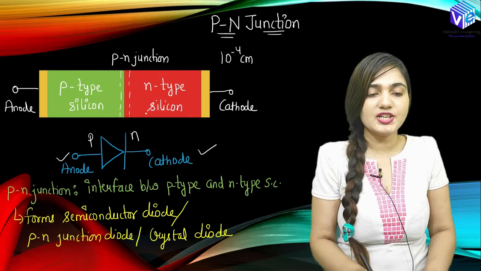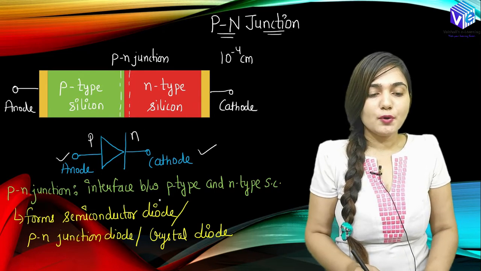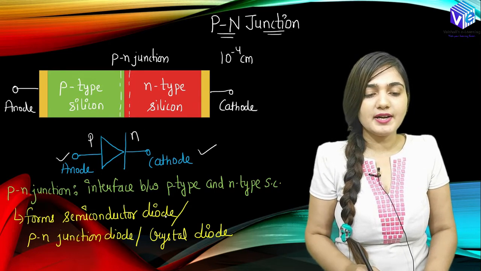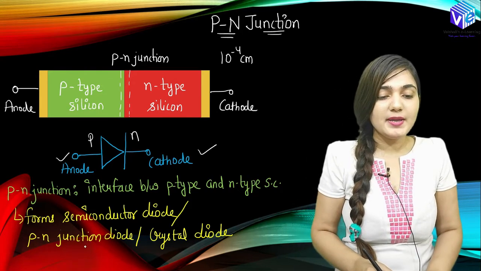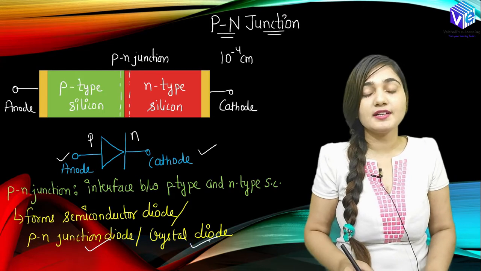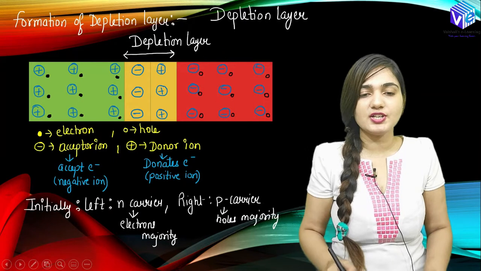With the help of PN junction only, it is a very crucial part of the diode, which is going to form the semiconductor diode, and this is the reason semiconductor diode is also called the PN junction diode. It is also known as the crystal diode, right? So I hope you understood the basic structure of the PN junction diode.